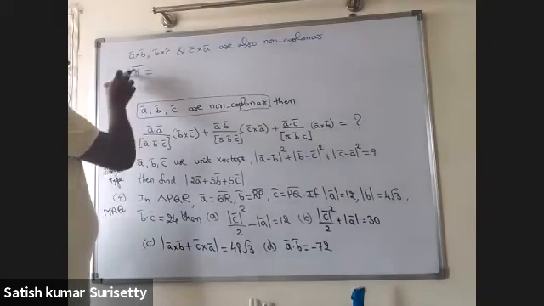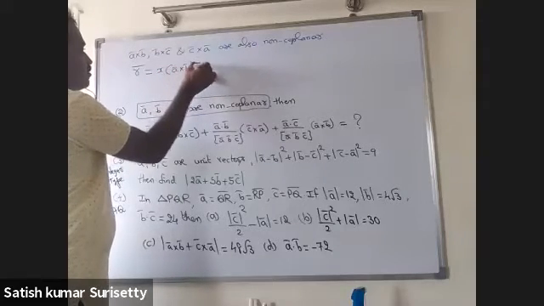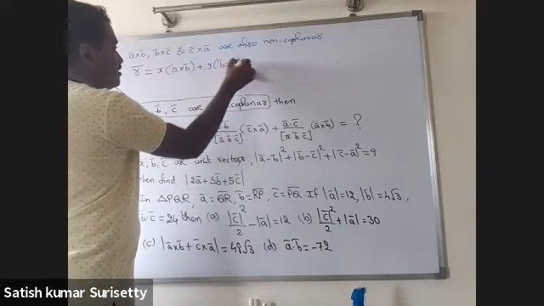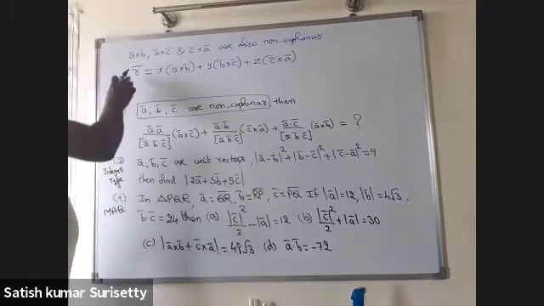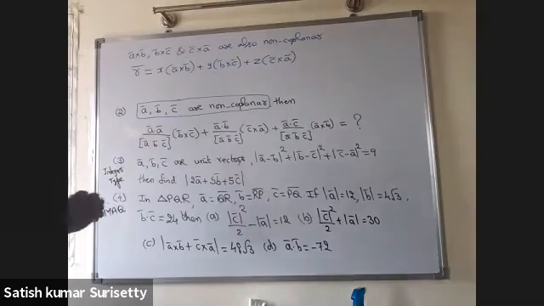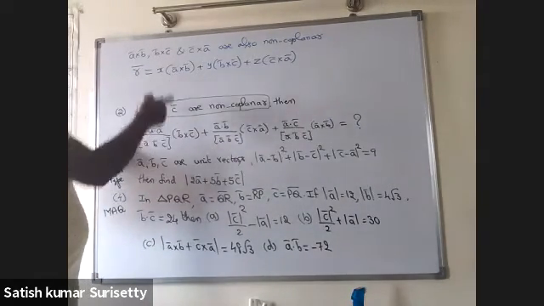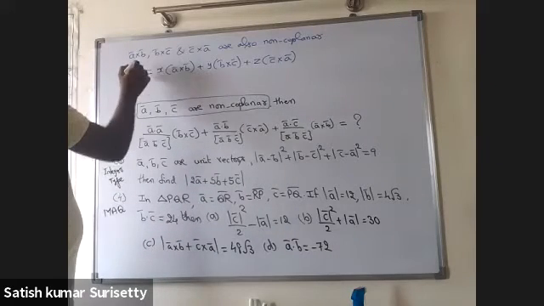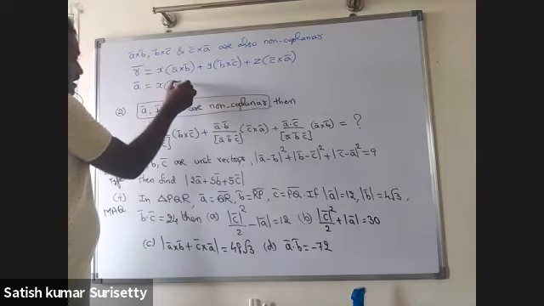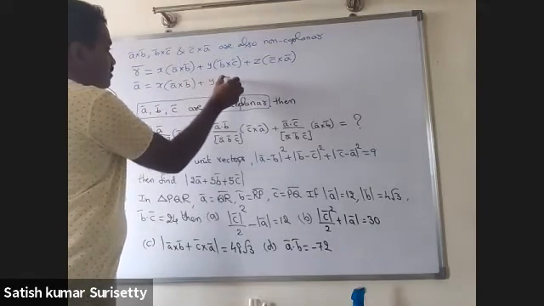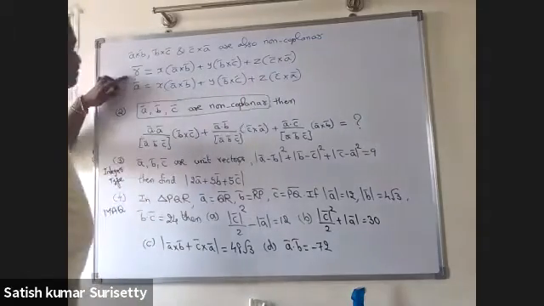That means I can write any vector, means I can take r bar as x into a bar cross b bar plus y into b bar cross c bar plus z into c bar cross a bar. Now, because here r bar is any vector, and because I need to calculate this expression, if I observe this expression, I can choose r bar as a bar. So a bar equal to x into a bar cross b bar plus y into b bar cross c bar plus z into c bar cross a bar. That is, I am choosing r bar as a bar.